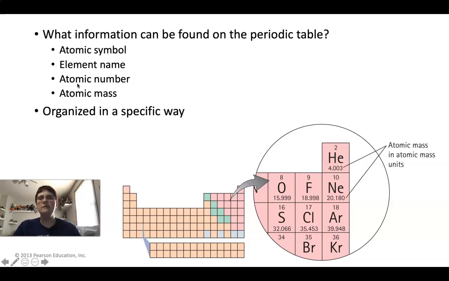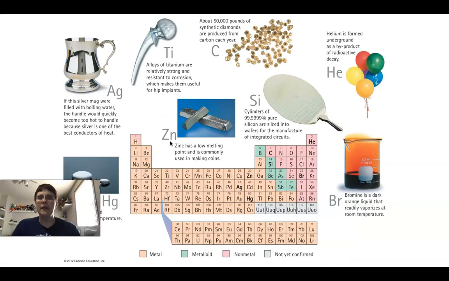They will always have the atomic number, again, that number of protons that are found in the element, and then the atomic mass. So the atomic mass, again, is usually the bigger number. Well, it's always the bigger number, except for hydrogen, and it's usually a decimal because it's the average of the isotopes. And it's organized in a very specific way. And so that's one of the big things we're going to be looking at in this video.